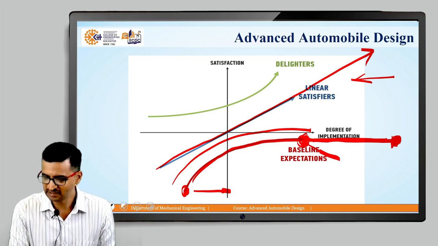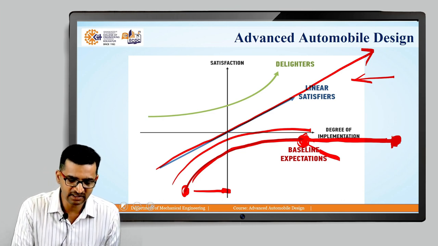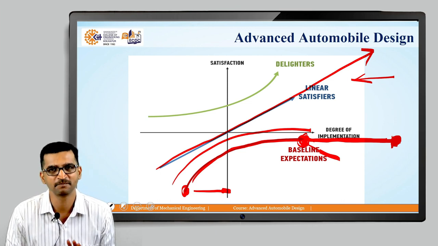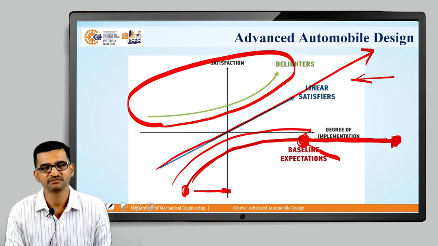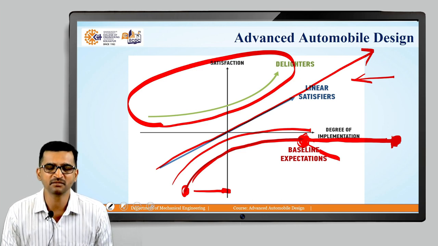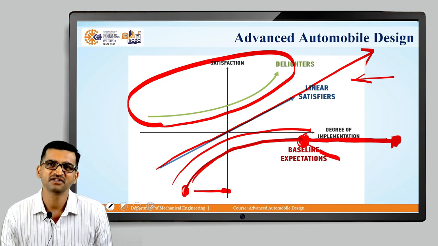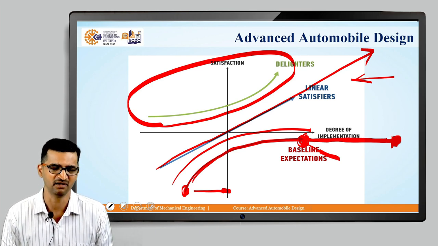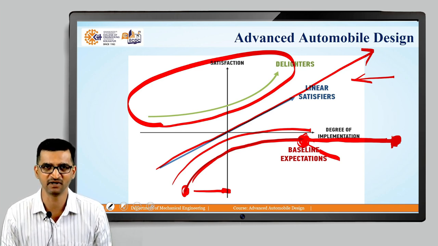And the last part is delighters. These are the attributes or features in your car which people do not expect. For example, suppose you are purchasing an entry level car like Alto, Maruti Alto, or any other car. And suppose the company gives you a sunroof, that is a delighter, because the customer purchasing in that entry level segment is not expecting this feature in that car.